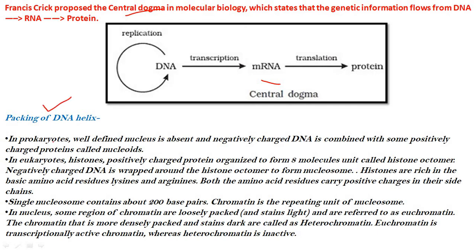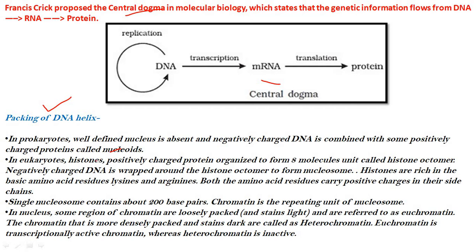So let's talk about the packaging of the DNA helix. How is it packaged? In prokaryotes, a well-defined nucleus is absent and negatively charged DNA is combined with some positively charged molecules called nucleoids. In eukaryotes, the histones, positively charged molecules, organize to form an octamer of 8 molecules called the histone octamer. The negatively charged DNA is wrapped around the histone octamer to form the nucleosome, and the histone is rich in basic amino acid residues, lysines and arginines. Both amino acid residues carry positive charges in their side chains, and a single nucleosome contains about 200 base pairs.